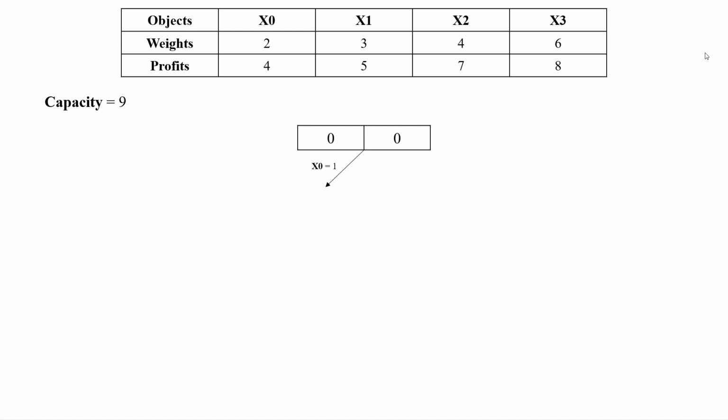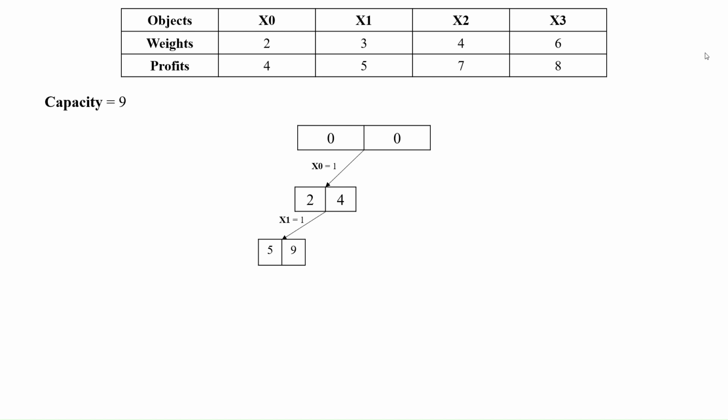First of all, I am considering the x0 object, which has a weight of 2 and profit of 4. So here it looks like this. Now let us consider x1. With x1 equal to 1, add the weight and profit of x1 to x0. We get 5 and 9, which means the weight is 5 and the profit is 9. So the profit is 9, and the maximum weight is 9, so we have more space.